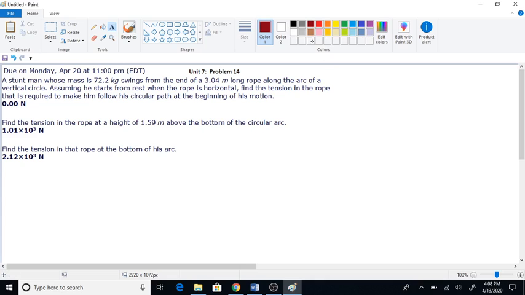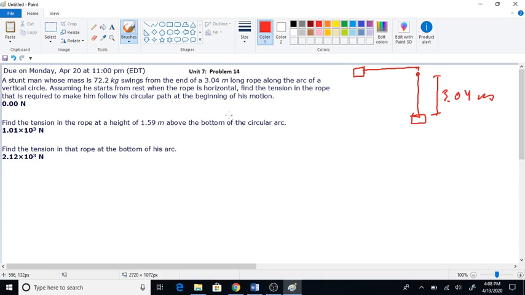So we have this person swinging, and they are coming down here and going to go through this bottom part. This is 3.04 meters. As you've seen in parts 1 and 2, he started from rest in a directly horizontal position, and so there we have it. We want to know what the tension is, so we want to know Ft here.